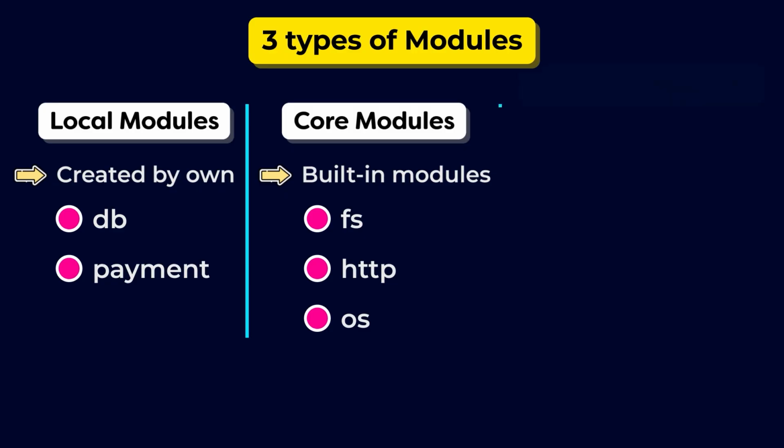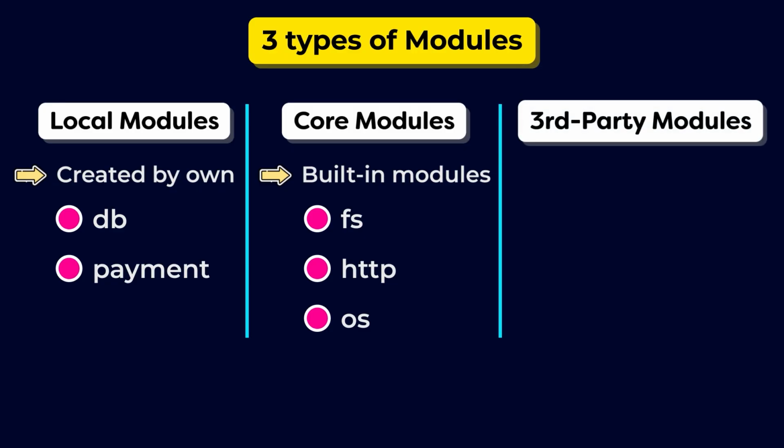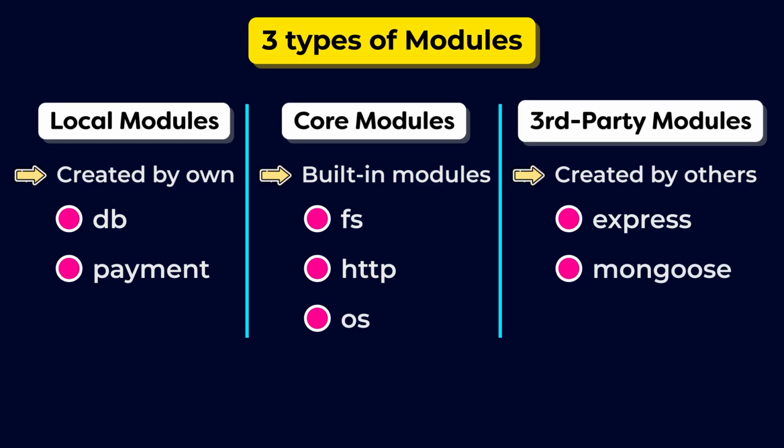Now the third one is third-party modules. These are the modules which are created and published by other developers. If we want to use them, then we have to manually install those modules in our project. For example, Express.js is a third-party module which helps us build APIs fast. Another module is Mongoose for MongoDB, etc. These are third-party modules built by someone else and we can also use them in our project. Don't worry about all these things, we will go step by step and learn each of them.